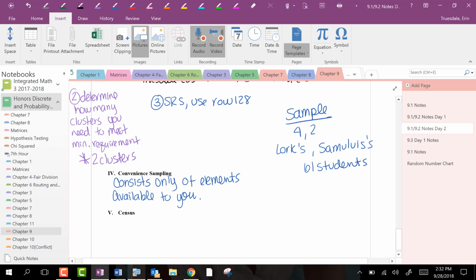And then a census measures a variable for every element in the population. So you're not choosing certain people to sample, you're just taking everybody.